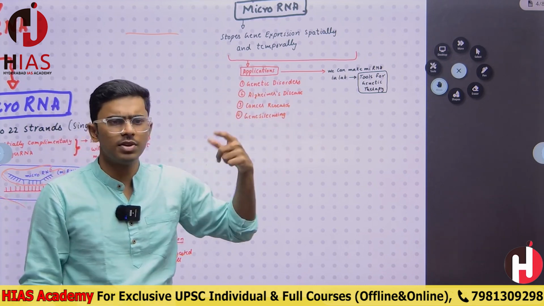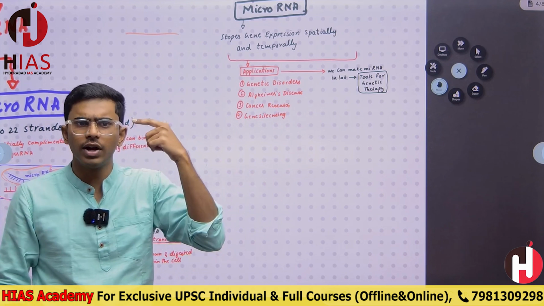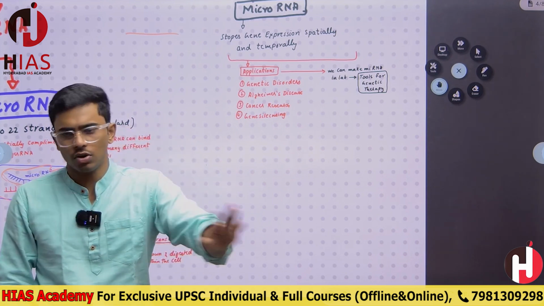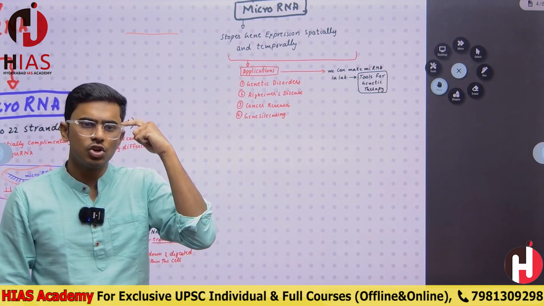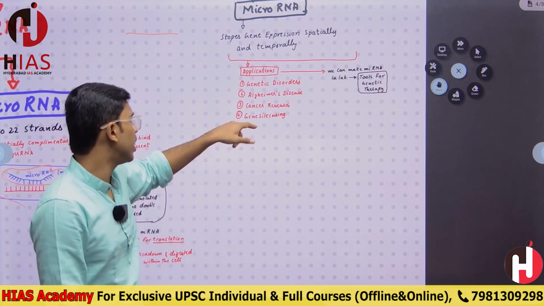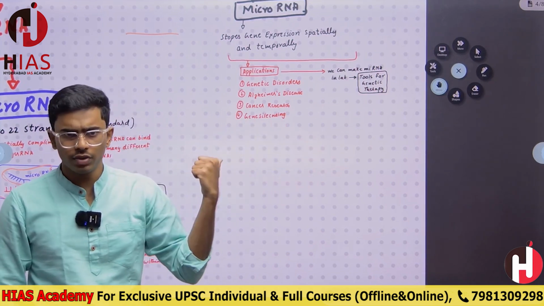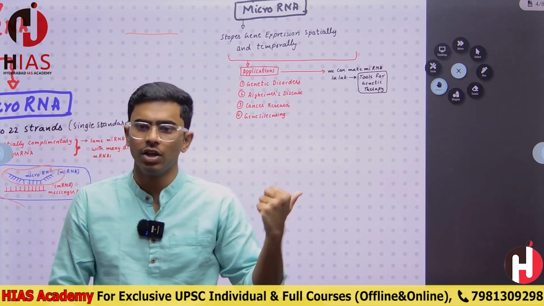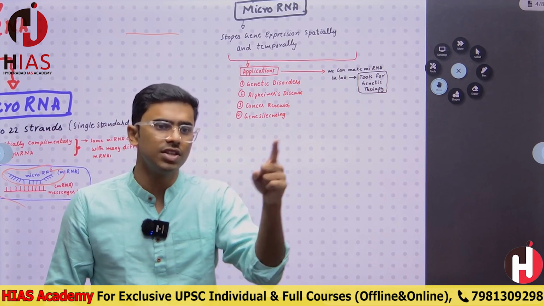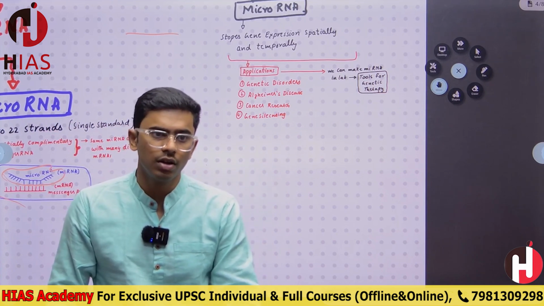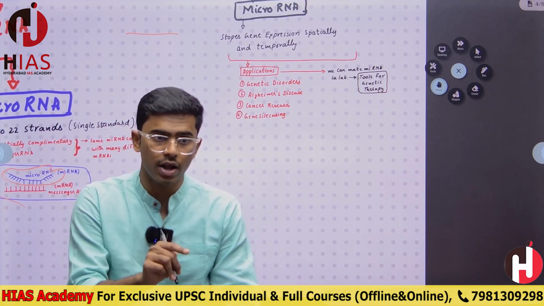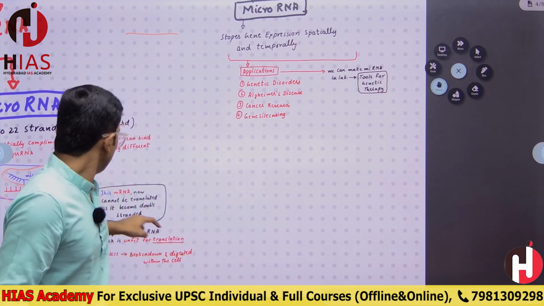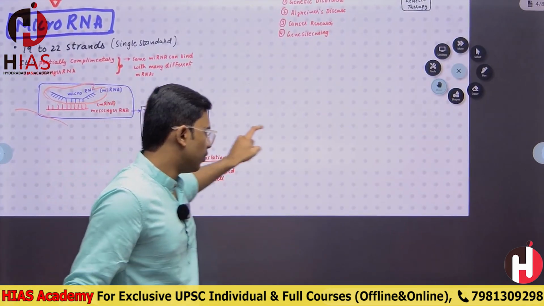I can fight Alzheimer's. Alzheimer's is something like dementia. You forget, right? Actually, forgetting is not the right word. Degeneration of your neurons in your brain, that is the right word. Cancer research, you can use it. Then gene silencing. I told you there is a specific term called gene silencing. You are silencing the gene without changing the gene, right? Using microRNA. Okay. Yeah, that's it, folks.